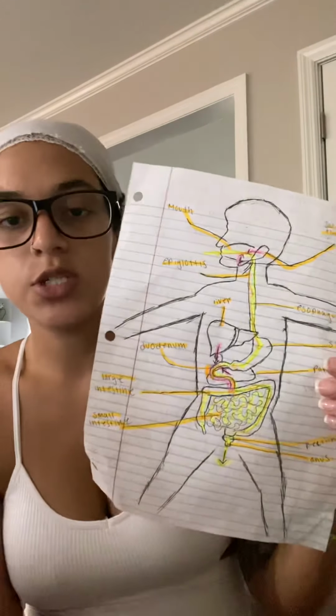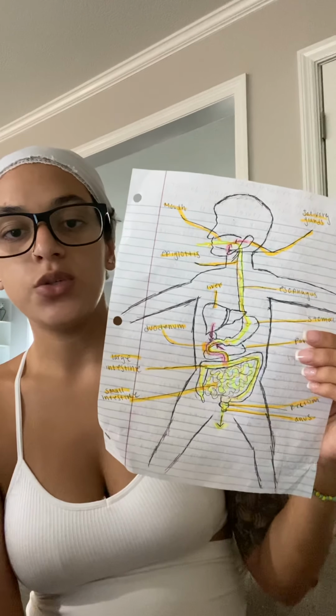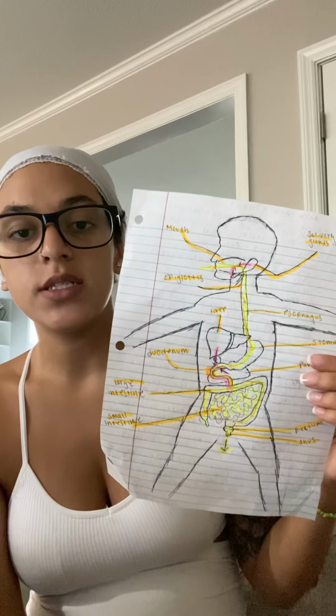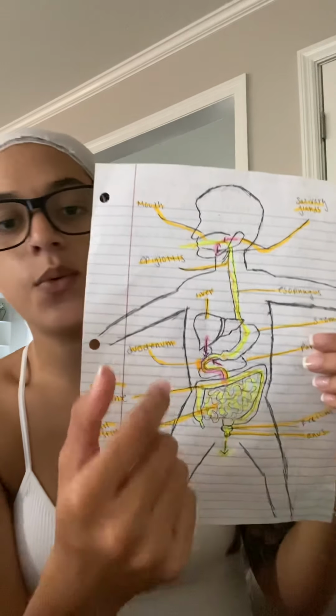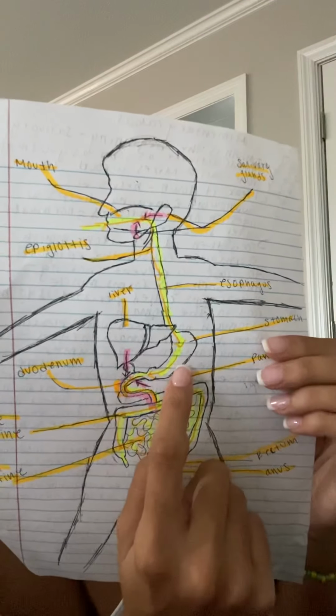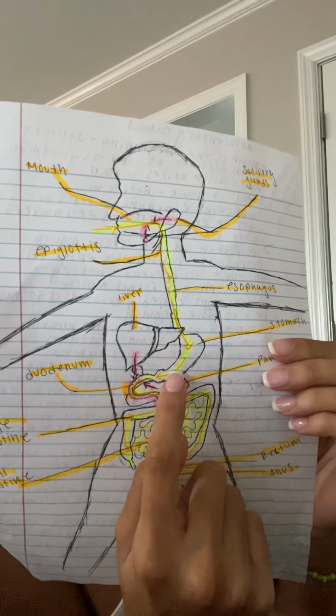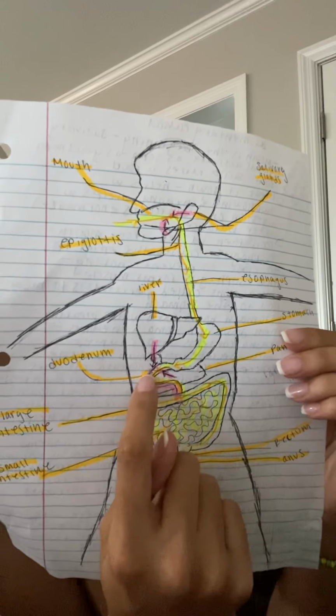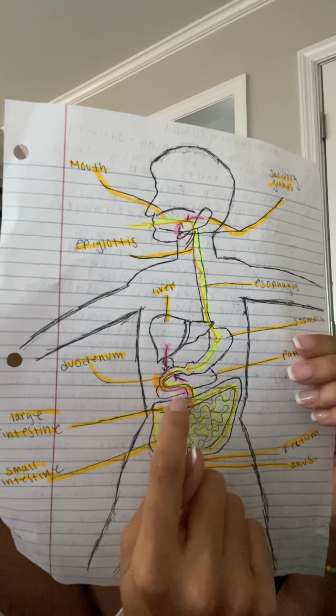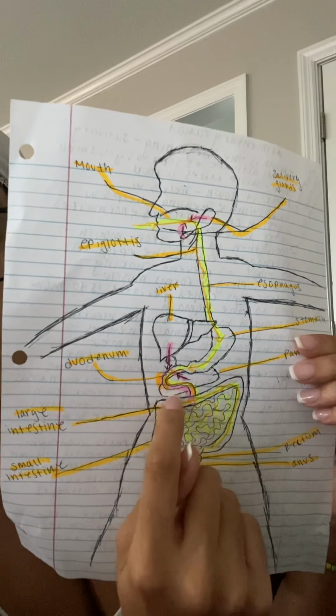The stomach is known as a container to hold food while stomach enzymes break down the food. And once the food is properly broken down, it will move through the stomach into the first part of the small intestine, which is known as the duodenum.